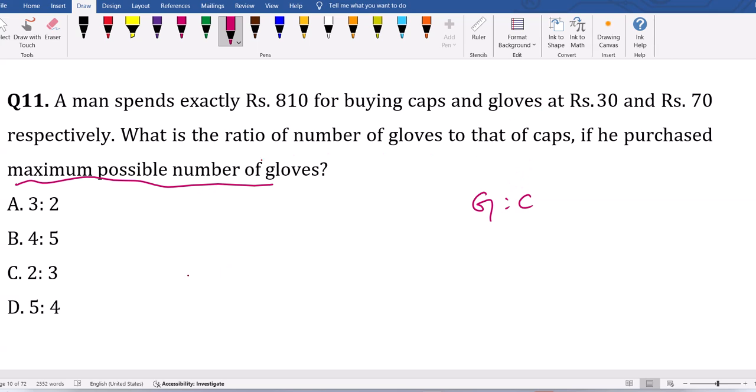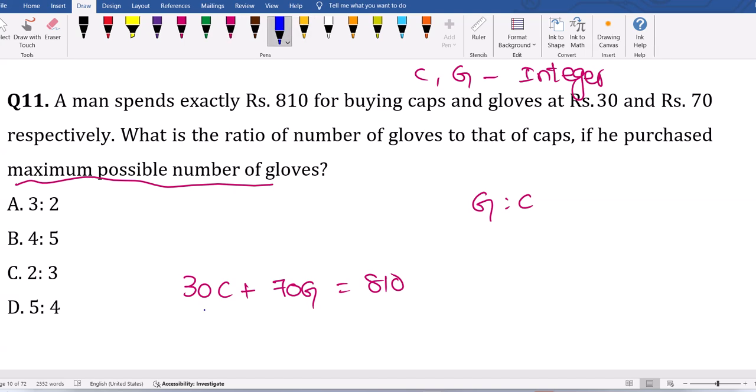See, one cap costs 30 rupees. So 30 rupees times the number of caps plus 70 rupees times the number of gloves should result in 810. Here C and G are integers. We have to satisfy this equation with trial and error, but make sure they are integers. I'm writing this equation with gloves first and then caps.